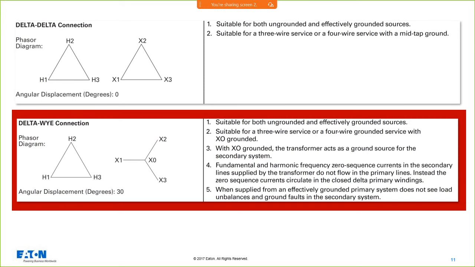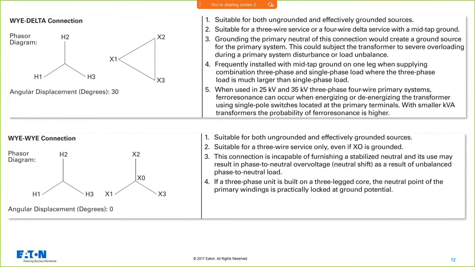And then you have your Y deltas. Again, that's your ungrounded and effectively grounded sources. You see these installed with mid taps on the ground when you ground one leg when supplying combination three-phase, single-phase loads, etc.